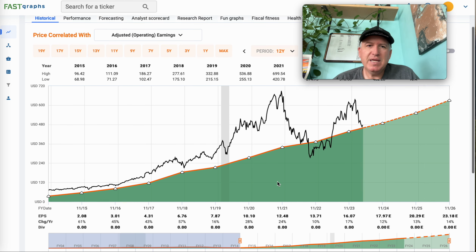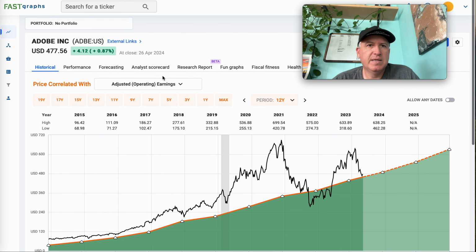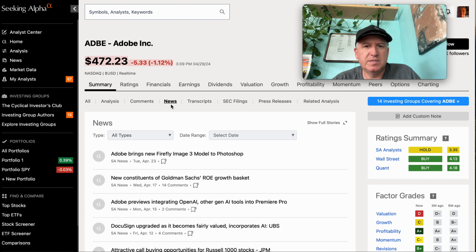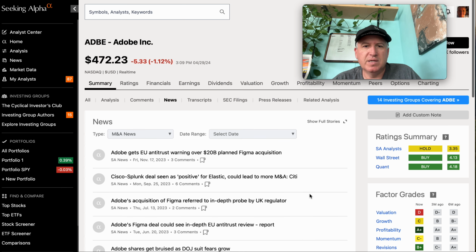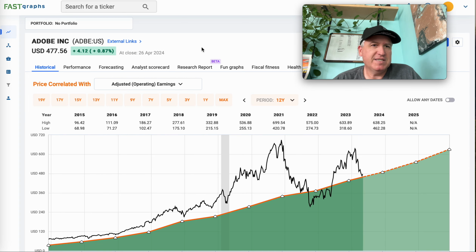Let's see. The other thing is they have this acquisition of, I forgot the name of it, but I could probably look at it really quickly. I'll just do this really quick. Since it dropped Figma, that's what I was trying to remember. Okay, so they have this acquisition of Figma.